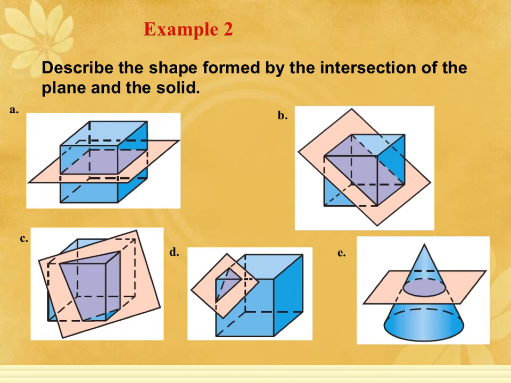A, this is example 2, says describe the shape formed by the intersection of the plane and the solid. So they're actually kind of color-coded here for you. It's where the yellow, or where the pink meets the blue, looks a little purple. And this would be a square or a quadrilateral if you're unsure if they're all the same. This appears to be a rectangle. Again, it could be a rectangle. You could call it a quadrilateral. You could call it a parallelogram. This shape is a trapezoid. This is a triangle. And this is a circle.